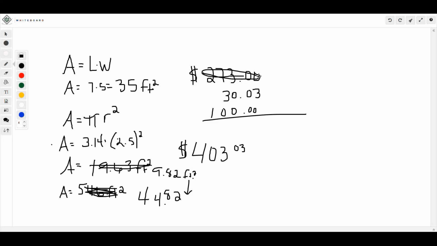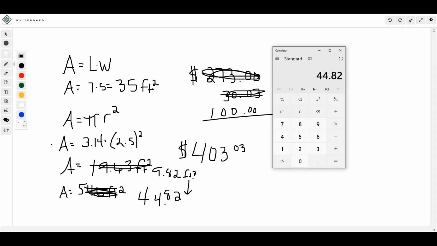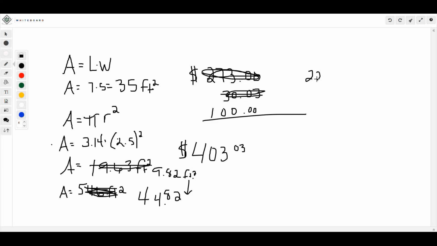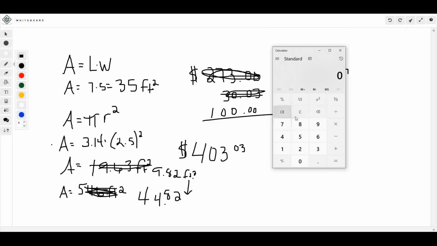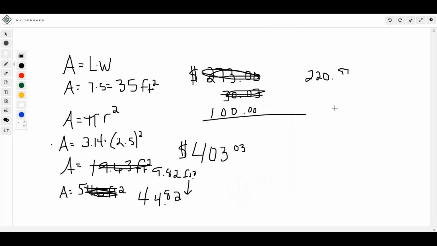So then, rather than being 273 and this, it would be 2 times the 11, whoops, that would be 220.97. What did I just do? The kids got me messed up. So 44.82. Oh, I didn't do the, what was it, $5 a square foot? There we go, 224.10.